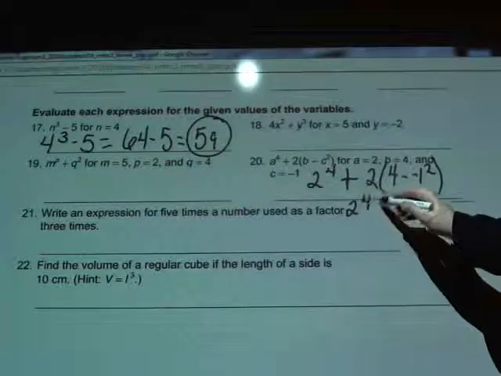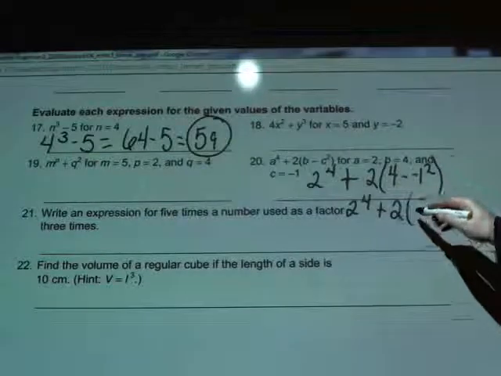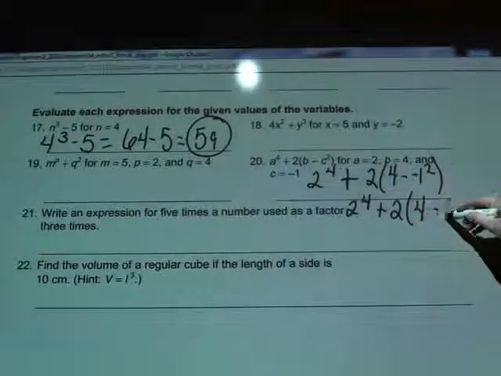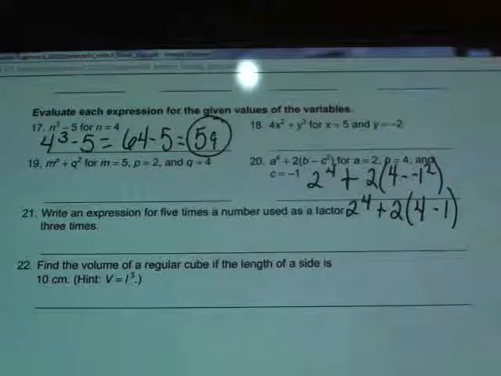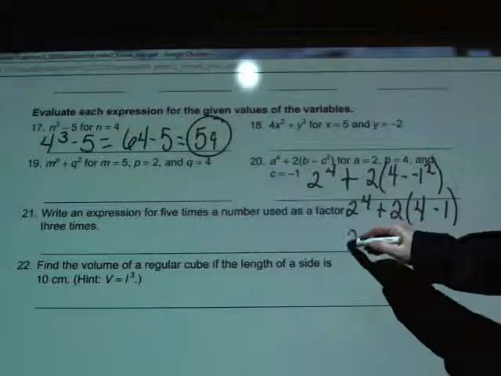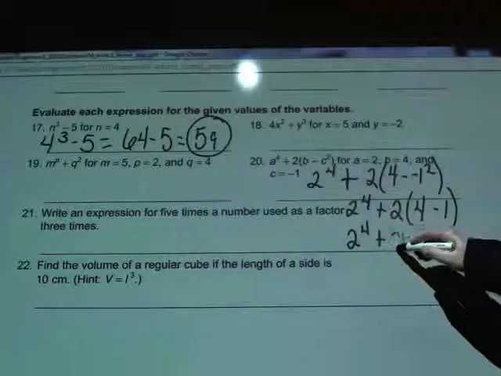So I'm going to rewrite the whole thing. 2 to the fourth plus 2 times 4 minus 1. And all of a sudden this question looks a lot different. If you would have done the minus and negative part right away there, you would have been in trouble because that would have changed into plus, and some of you might have written 5. All right, still have parentheses to tackle there, so we're going to do the 4 minus 1 next, which is going to change into 3. So this is 2 to the fourth plus 2 times 3.